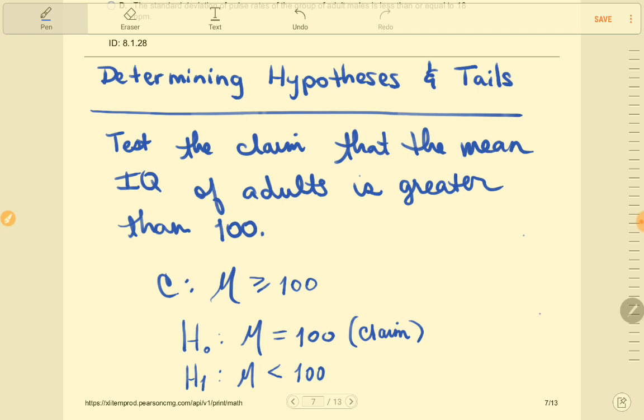All right, so that covers how to determine what kind of tails you have and how to state your hypotheses. And then we'll do another video where we expand on this and we start talking about why it matters where the claim is contained, whether it's in the null or the alternative. And we'll look at how to draw conclusions based on our test results.